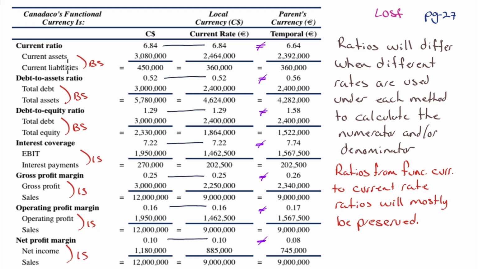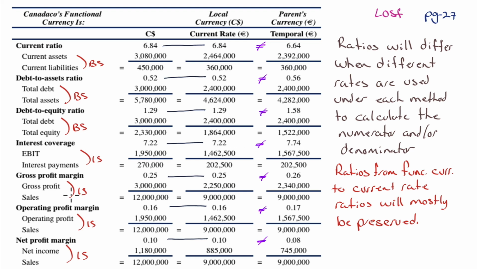When the numerator and denominator are from different statements, however, the current rate isn't going to give us the same relationship. But the majority of the relationships are preserved. Not so for the temporal. 684 versus 664. 0.52, 0.56, 1.29, 1.58, 722, 774.